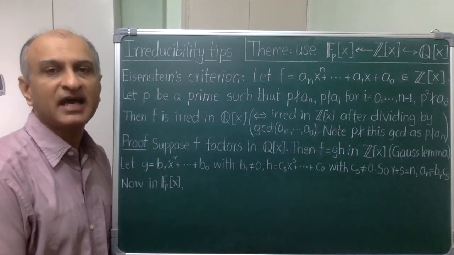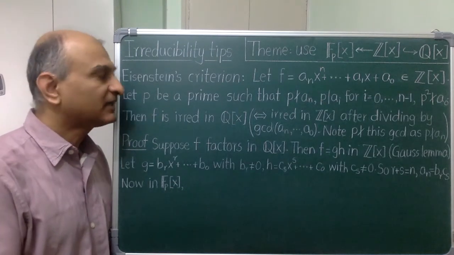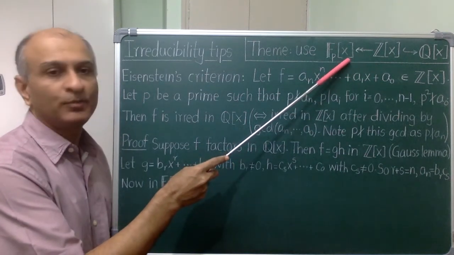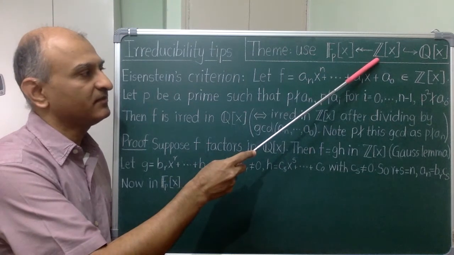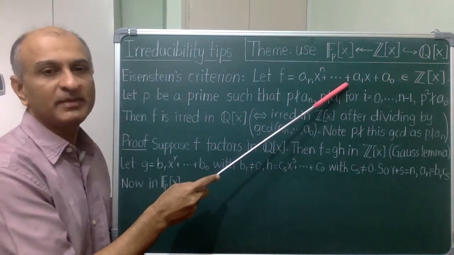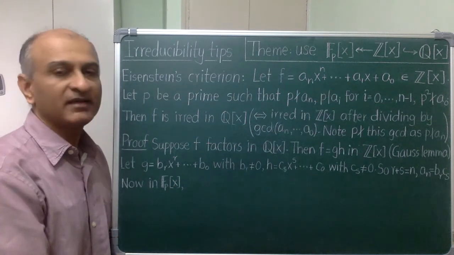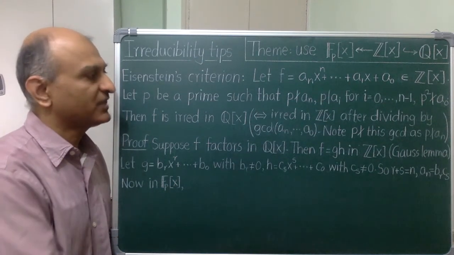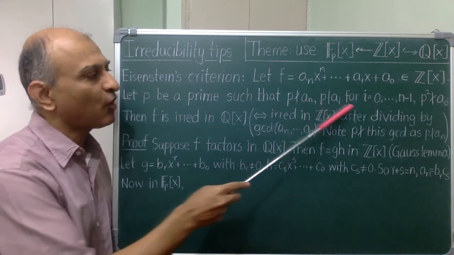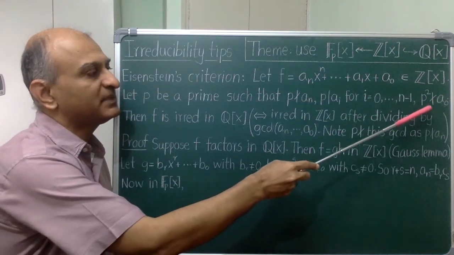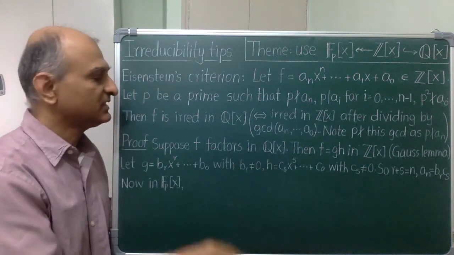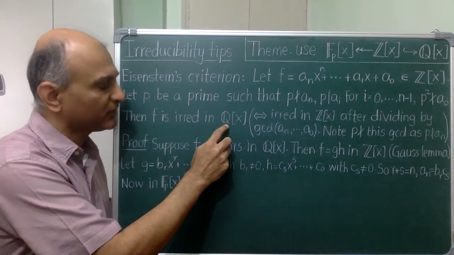Our next tool is Eisenstein's criterion. It continues the theme of using reduction modulo p to prove irreducibility over z and therefore over q. We are given an integer polynomial f. Suppose I can find a prime p such that p does not divide the leading coefficient, p divides all the lower coefficients, but p square does not divide the constant term. Then the assertion is that f is irreducible over q.